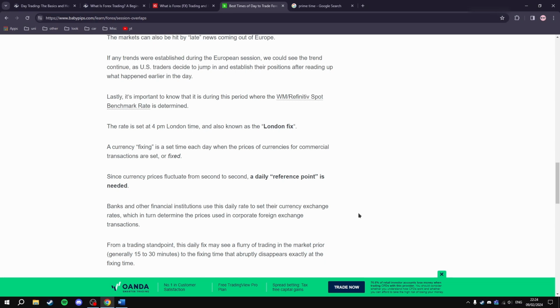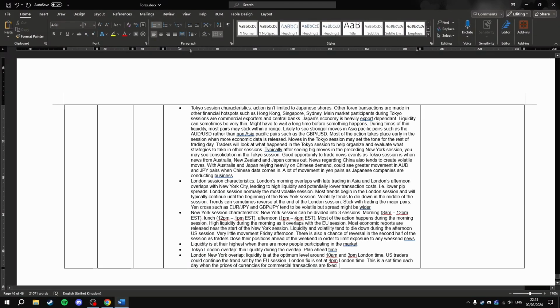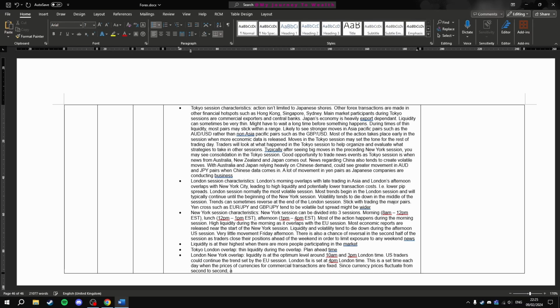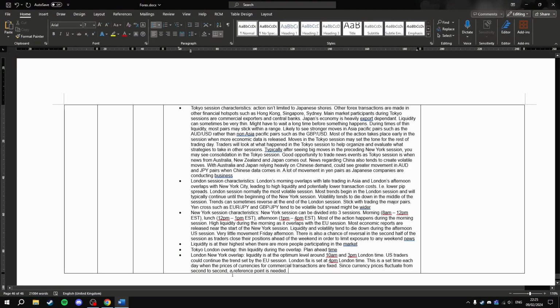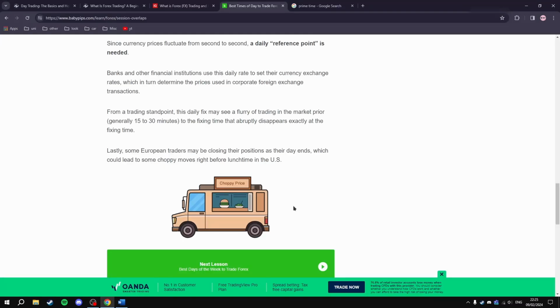Since currency prices fluctuate from second to second, a daily reference point is needed. Banks and other financial institutes use this daily rate to set their currency exchange rates, which in turn determines the price used in corporate foreign exchange transactions.